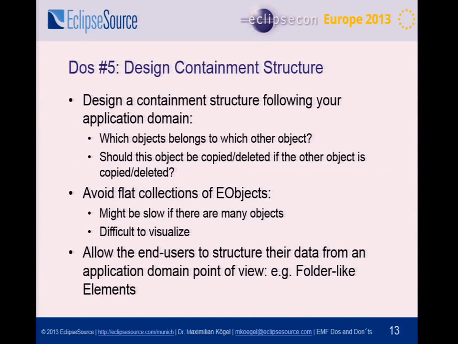So the advice is that you should really design your containment structure at an early point in time. You should think about which object belongs to which other object, in the sense of, when this object is copied, do I want to copy the contents of this other object? Do I want it to be deleted if the container is deleted?